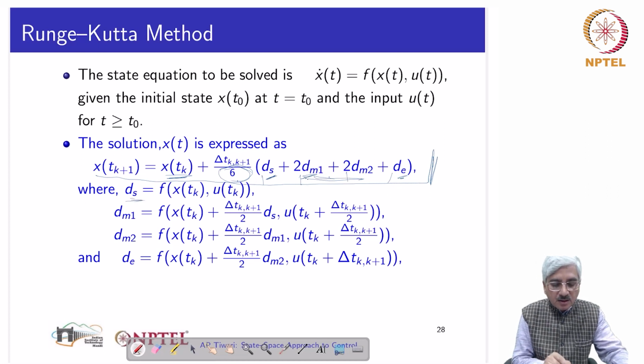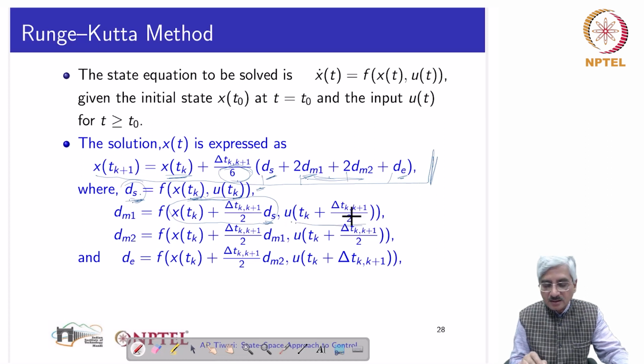So this is the evaluation of the function. We know the value of the state at time tk and the value of the input at time tk. Using those values, we can evaluate the function at the start of the time step. Now using this, we essentially get the value of the state evaluated using this slope, this derivative at the middle of the time step. And of course the input value is to be utilized as given at the middle of the time step. So that gives the value of the function at the middle of the time step.